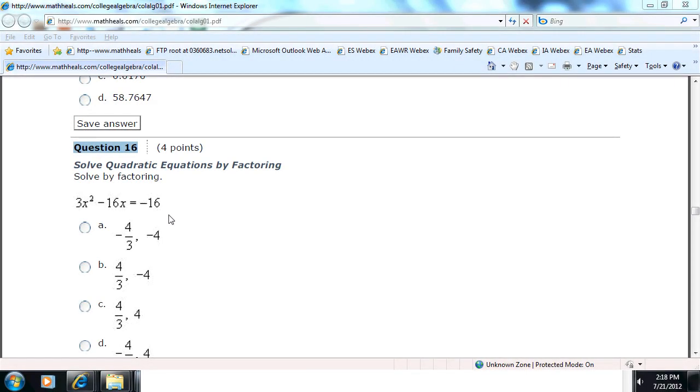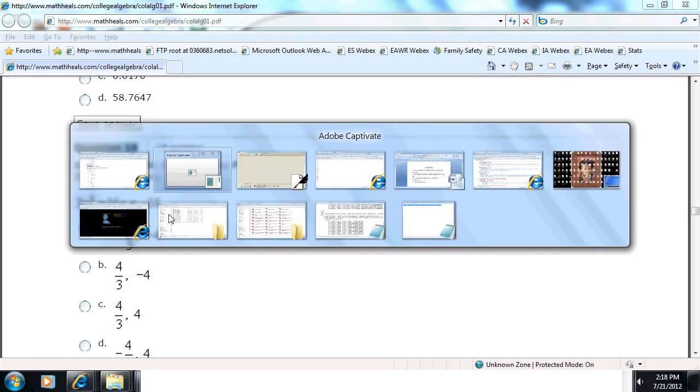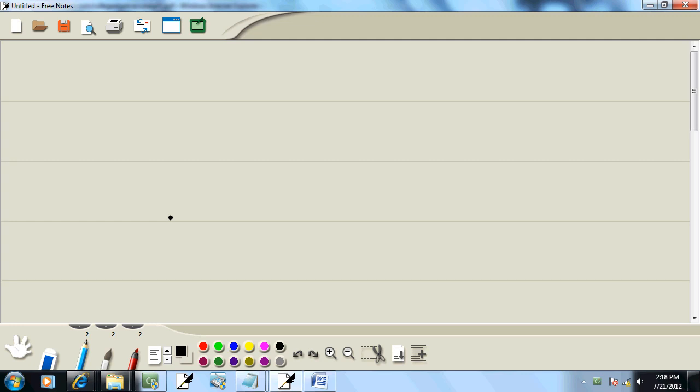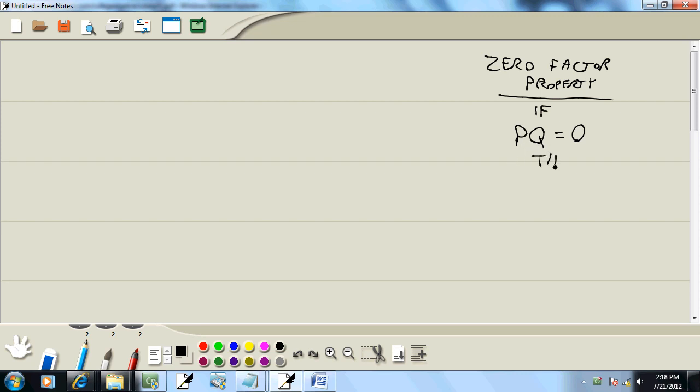Let's take a look at number 16. This is going to be using the zero factor property. So let me write that down. Zero factor property. This says if you have something times something else equal to 0, then you can take each factor and set it equal to 0. So I said p equal to 0 and q is equal to 0 in this case. Now p and q can represent anything.